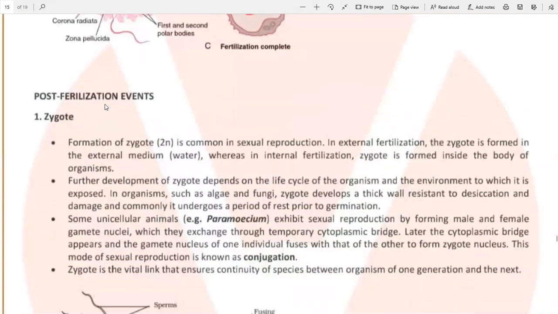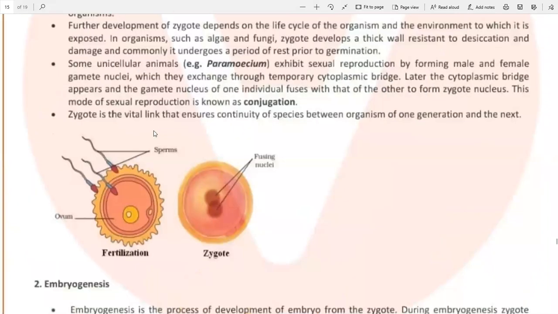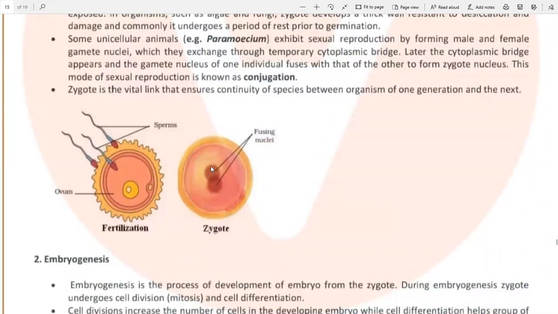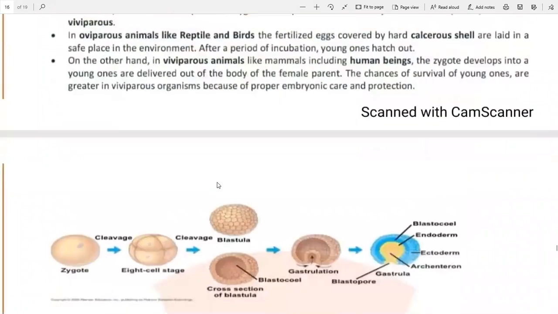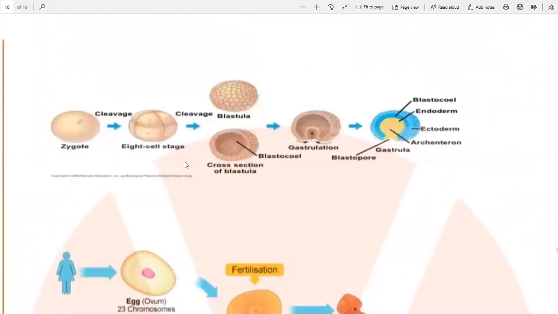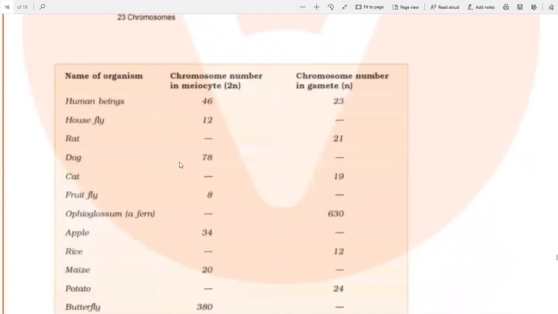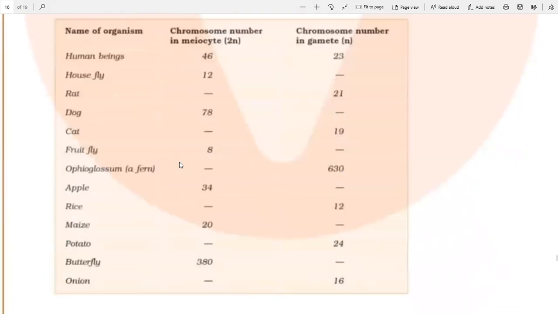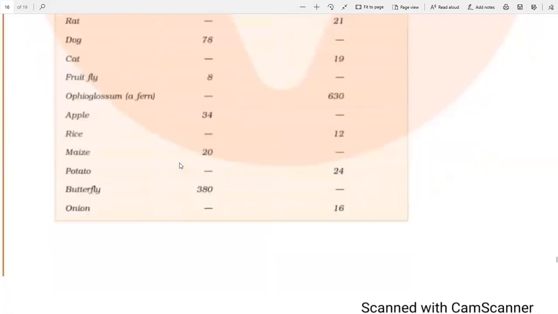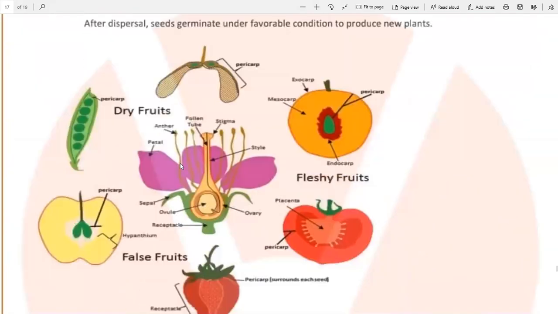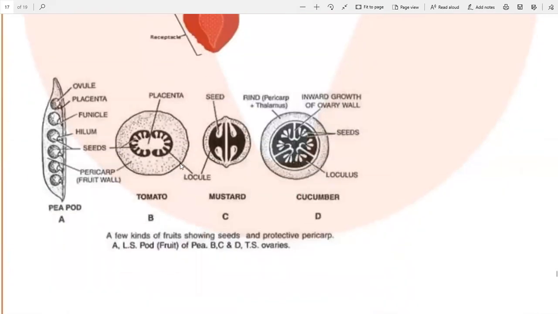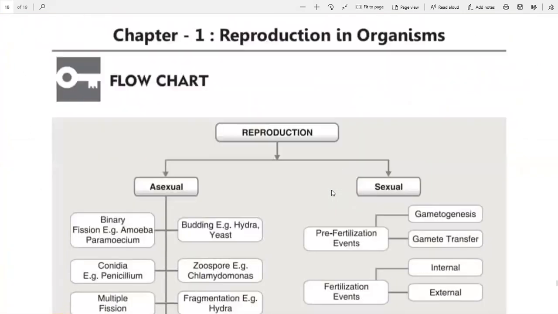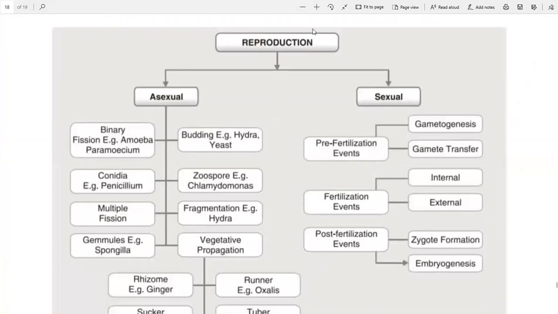Then post-fertilization events include formation of zygote, then embryogenesis, with an example and diagram, and these are some organisms with chromosome number in meiocyte, that means 2n, and chromosome number in gametes, that is n. These are some pictures, a few kinds of fruits showing seeds and protective pericarp. This is the flowchart of this chapter.